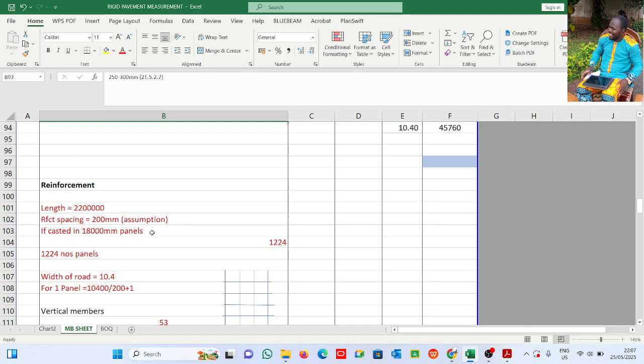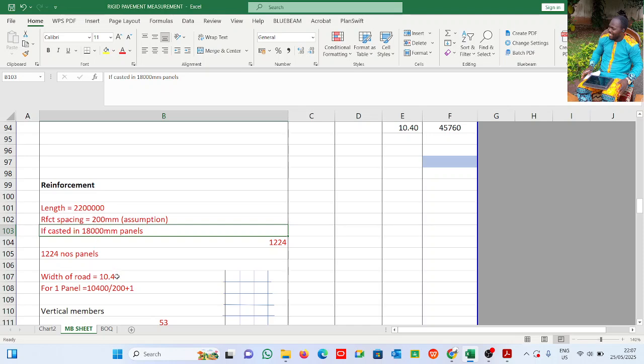Right, so if I want to know how many panels there are, let's assume they are cast in panels, because when you're casting, you don't cast everything at once. You cast in panels, and you create room for expansion joints, because concrete also expands when heated and contracts when it is cool. So for us to know how many panels, let's assume there are 18-meter panels. Let's say we cast the road in every 18 meters. It could be every 10 meters, every 9 meters, every 20 meters. Now, let's say we're having it in every 18-meter panels.